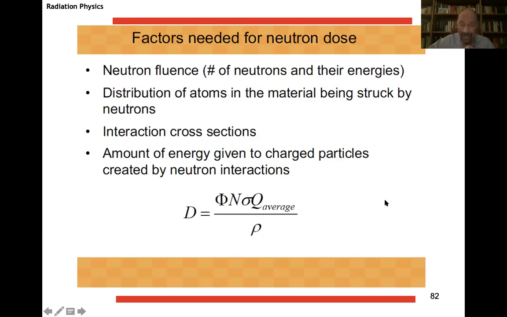So this is summarized in this formula. This is the flux, this is the number of nuclei per unit volume, this is the cross-section, this is the average energy released, and this is the density of the material. So to calculate the dose from neutrons, you need these quantities, and you see, for example, the Q average is non-obvious, of course, and the sigma is also non-obvious, as we have seen before.